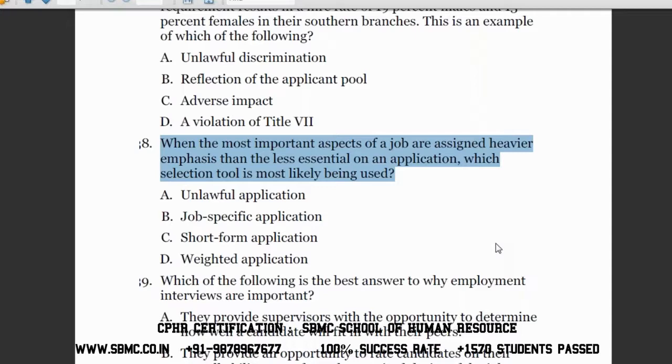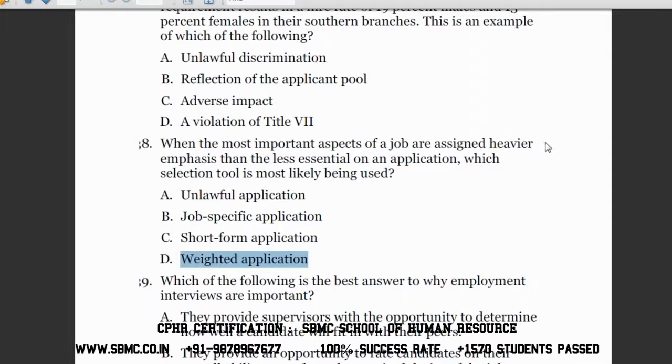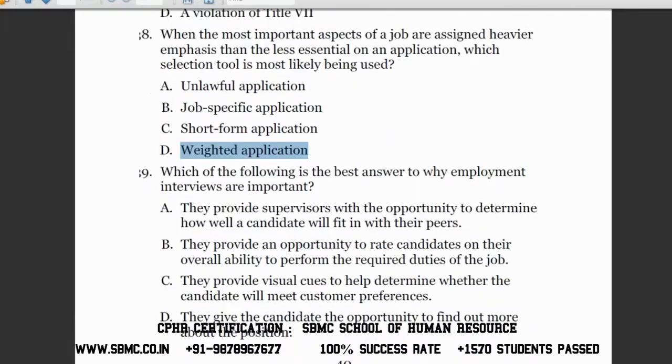D, B. B or D? Weighted application. Look at the question. Heavier emphasis on essential. Weighted application.